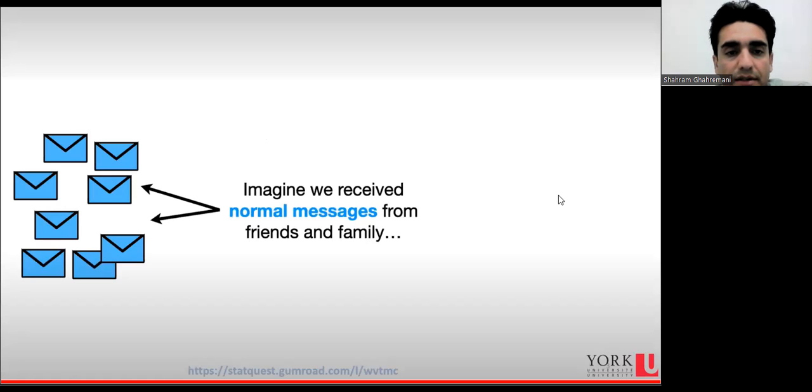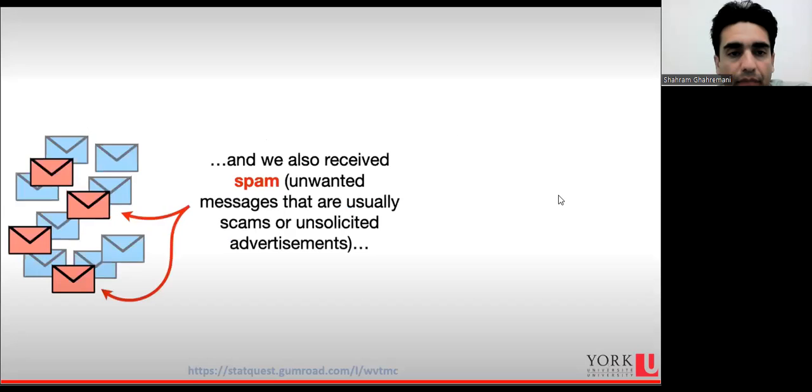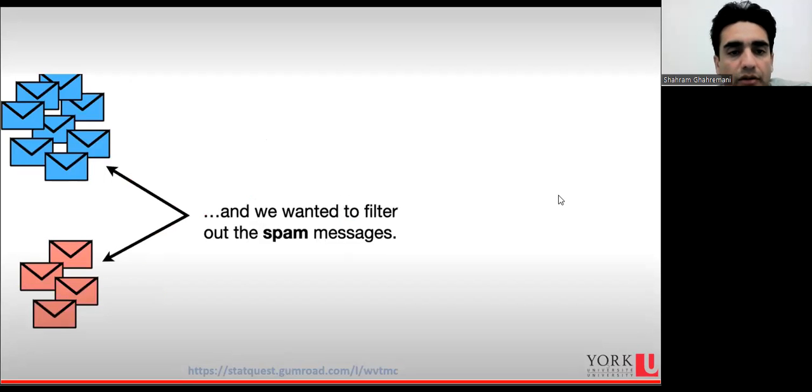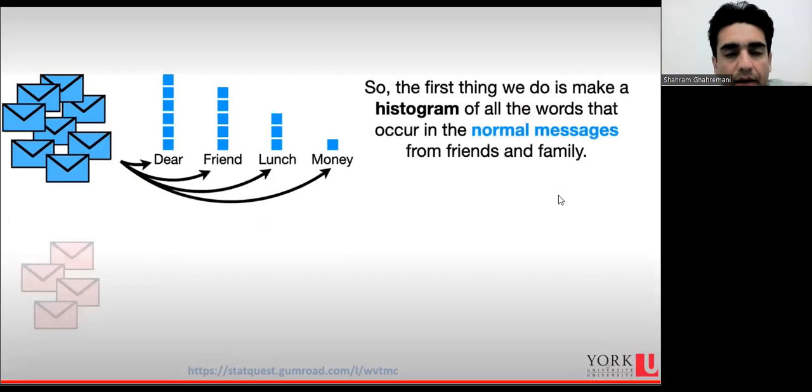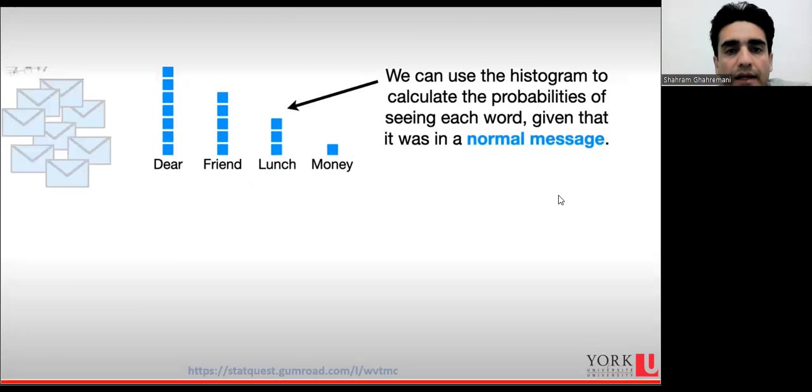Imagine we receive normal messages from friends and family. And we also receive spam, unwanted messages that are usually scams or unsolicited advertisements. And we want to filter out the spam messages. So the first thing we do is make a histogram of all the words that occur in the normal messages from friends and family. We can use the histogram to calculate the probabilities of seeing each word, given that it was in a normal message.